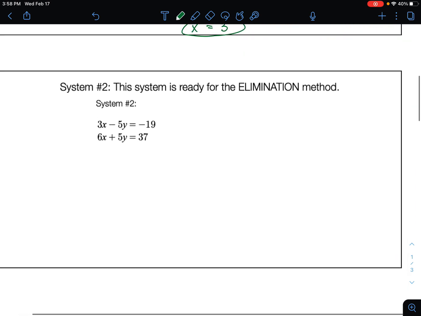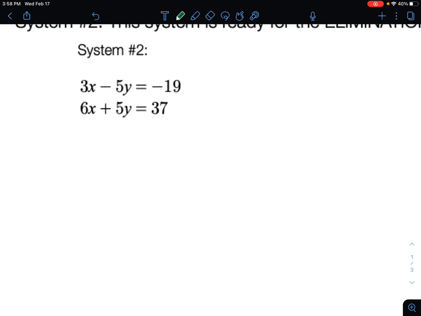All right, so system number 2, this system is ready for the elimination method. So let's think again about what makes it ready for elimination. Notice that neither equation is solved for x or y, so that would tip you off for the substitution method. But with the elimination method, usually one of the sets of coefficients is the same, looking at the x's or the y's. Sometimes one is a negative and one is a positive. Sometimes they're both the same positive or negative, the same sign. In this case, we have a negative 5y and a positive 5y. So that's going to tip us off to elimination.